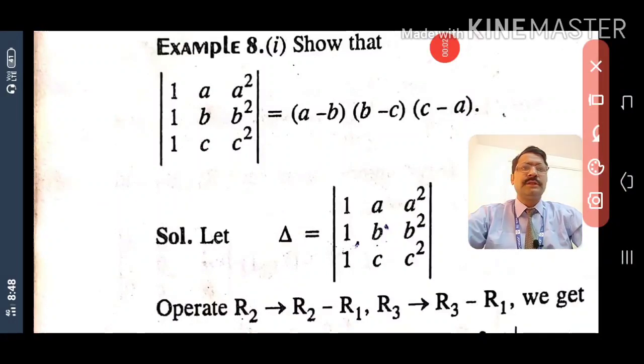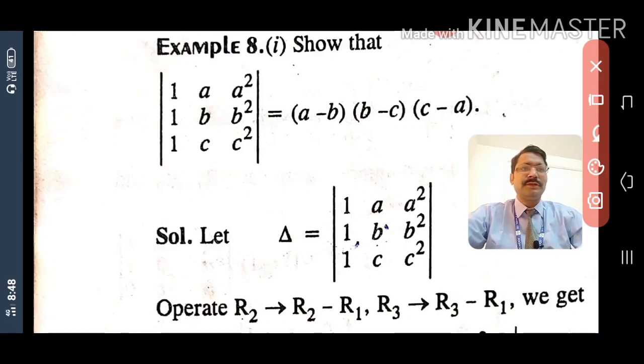Hello students. Today we will do some questions. We have done the properties of the determinant. First you should know all the properties of the determinant, and those properties you will use in questions. Okay. Look here, this question is very simple and also very interesting. So you will try to understand also.